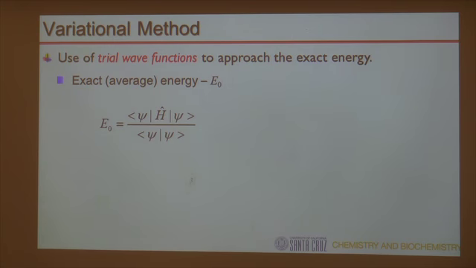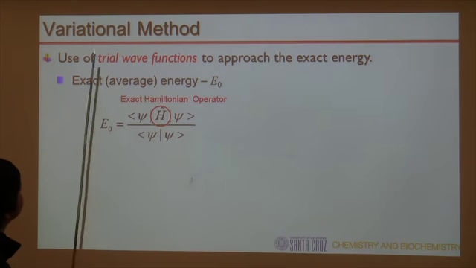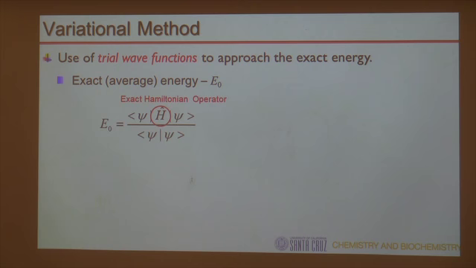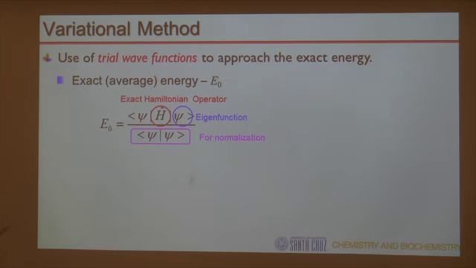I use Dirac notation for you to understand that. The top part here, the Hamiltonian operator, is the exact Hamiltonian operator with the troublemaker inside, as I showed before. And then there is the wave function psi. The psi wave function is the eigenfunction of the Hamiltonian operator, so it means the real wave function. And the bottom part is for normalization purposes. If your wave function is not normalized, I can do this.